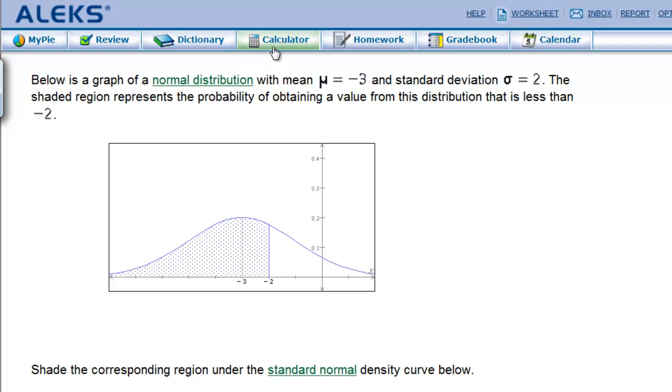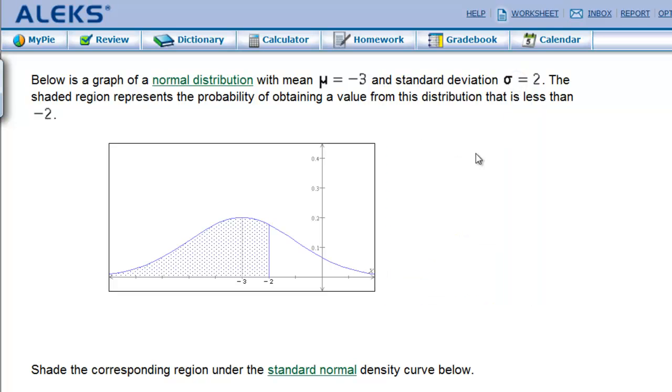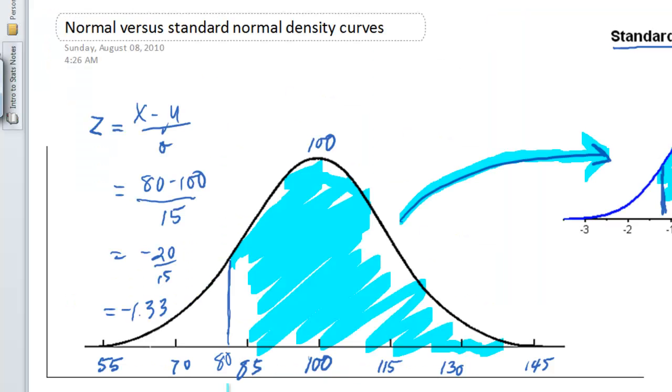Here, I'll do it with a calculator. Let's put it in parentheses. -3. How do I do a negative on here? I guess I hit this. I have to hit the plus minus key. Nope, that doesn't do it. I don't know how to do negatives on this calculator. That's kind of weird. I won't bother doing it that way. I'll just do it right here.